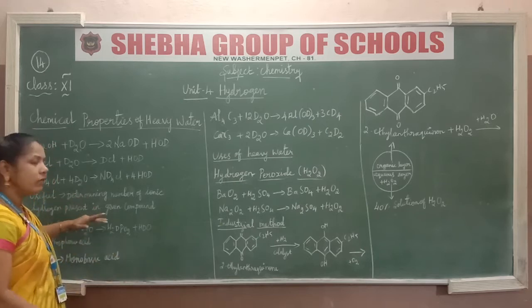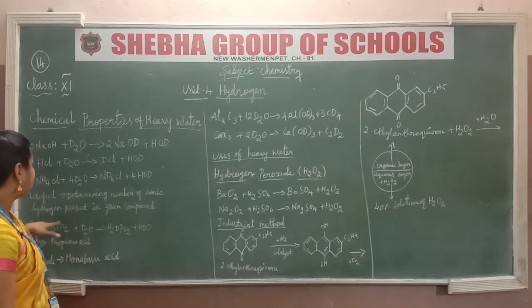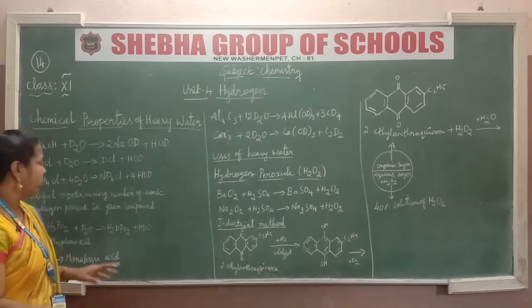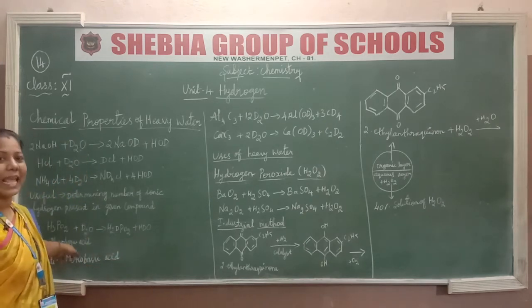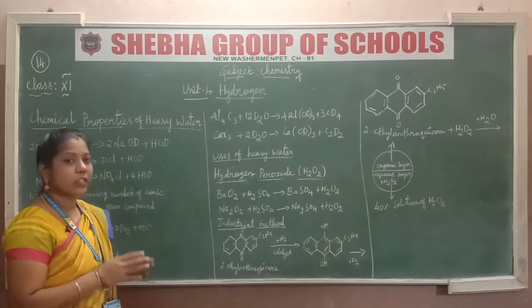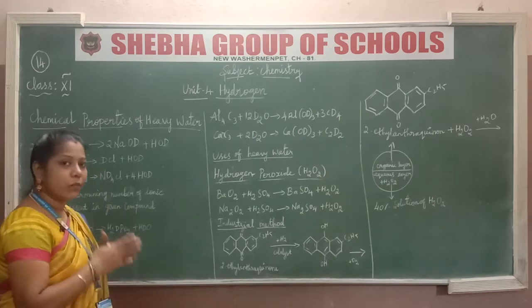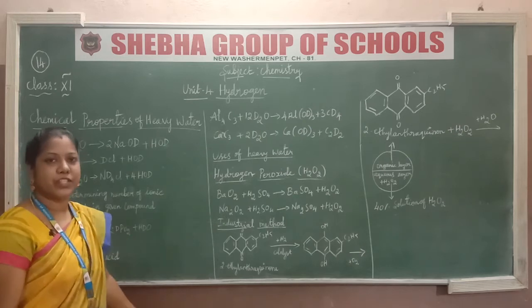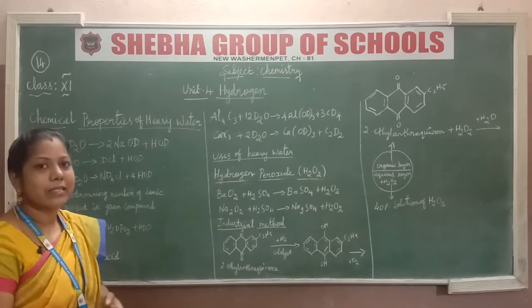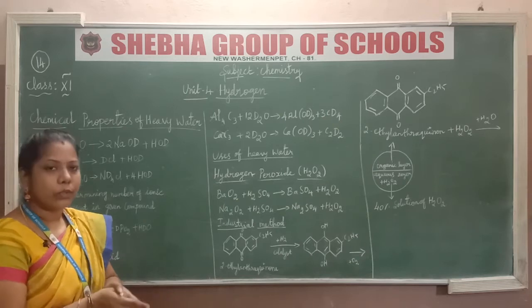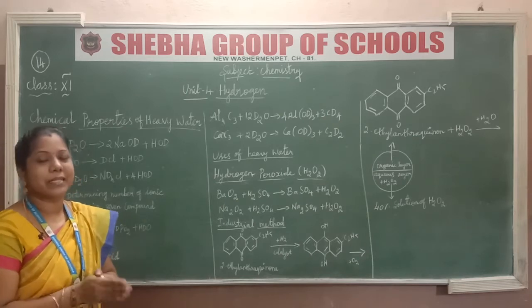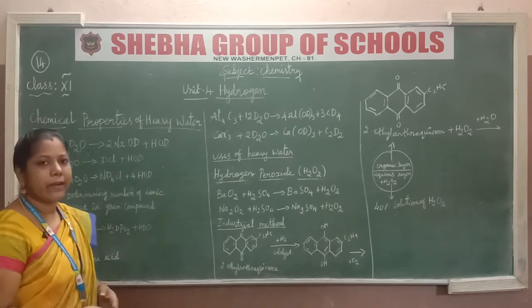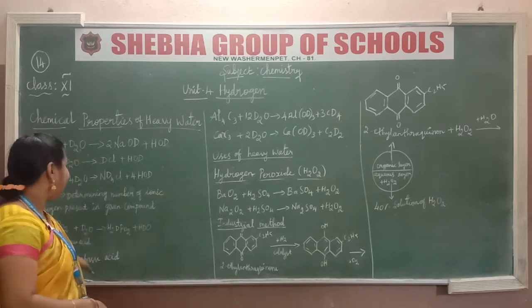For that, let us take one small example, H3PO2. H3PO2 is hypophosphorous acid. When hypophosphorous acid reacts with heavy water, we get H2DPO2 along with HDO. This reaction establishes how to determine the hydrogen present in the molecules. Okay students, it also indicates a monobasic acid.